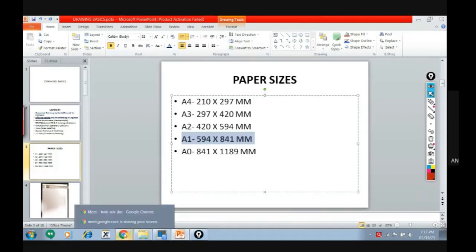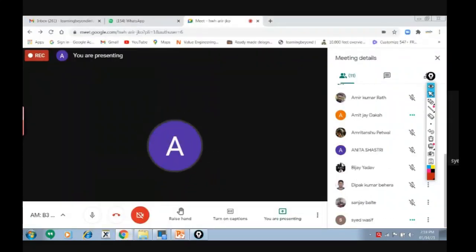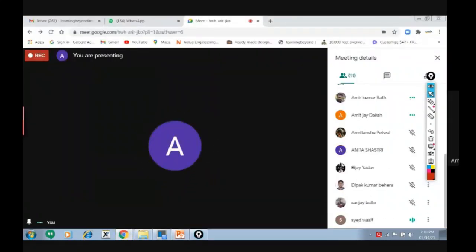For drawing purpose. Yeah, we are drawing, but why can't we use the hand drawings? Sir, we can correct details easily. Sir, we can correct easily, sir.